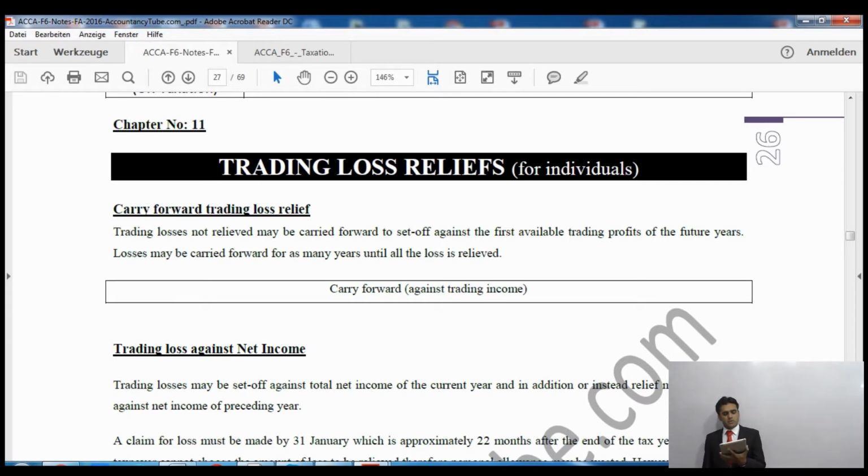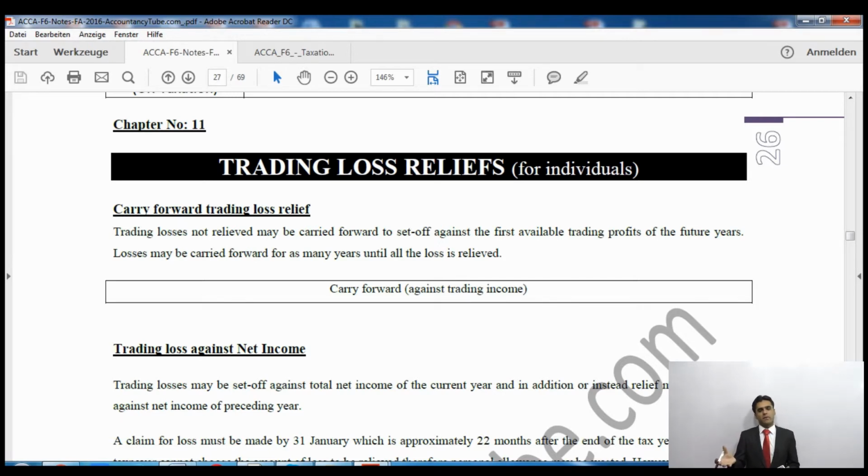Now, a very common one is to carry forward. The first one, which you can see on your screen, is carry forward trading loss relief. That is the very common one. If you have any trading loss now, you can carry forward that trading loss so that whenever you have any profits in future years, you can reduce those profits, so you will have to pay less tax. Say for example, if I have a trading loss of £1,000 this year, and next year I have a £1,200 profit, this £1,000 will be set off against the £1,200 profit of the future year. So this £1,000 will reduce the taxable profit next year, so the eventual taxable profit will be just £200.